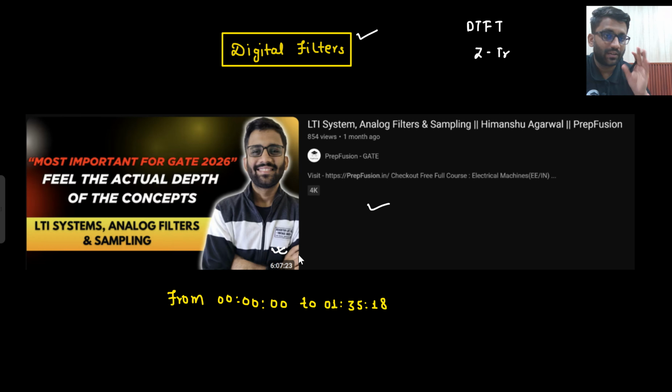So it depends on you, but you need to have a basic idea of analog filters. Even if you think that I already know the basics of analog filters, still I would recommend that you watch it for 1 hour and 35 minutes. Okay, from the beginning to 1 hour and 35 minutes, you watch it only for that particular window, in a quick manner. And after that you will come to this video, and now we will start studying about digital filters.